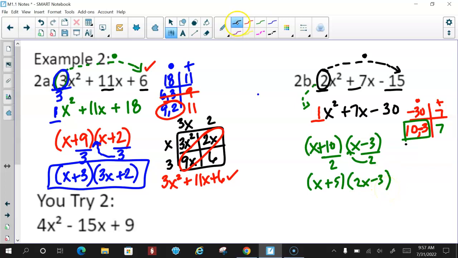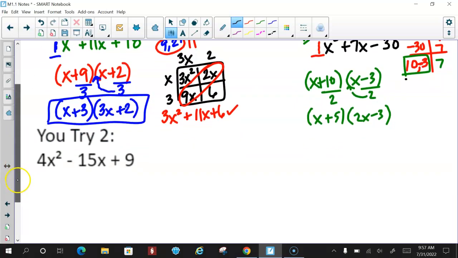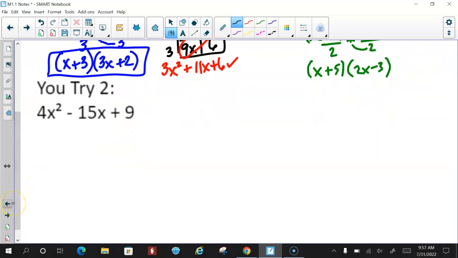Then, of course, how can you check your work? Set up the box method and multiply. So go ahead now and pause the video here and try the U-try on your own.